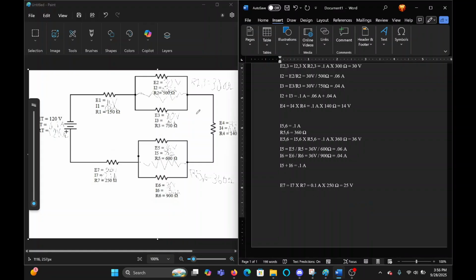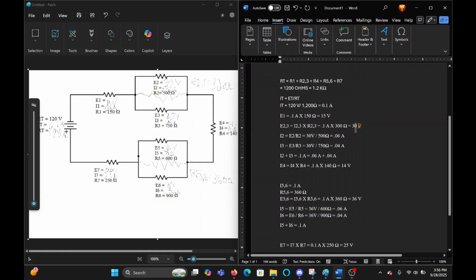Now that we've finished it, do you have any questions? Yes, sir. E2 is 30 volts and E3 is 30 volts? Or are they 15? Yep, so E2 is 30 volts, E3 is 30 volts, E5 is 36 volts, E6 is 36 volts.